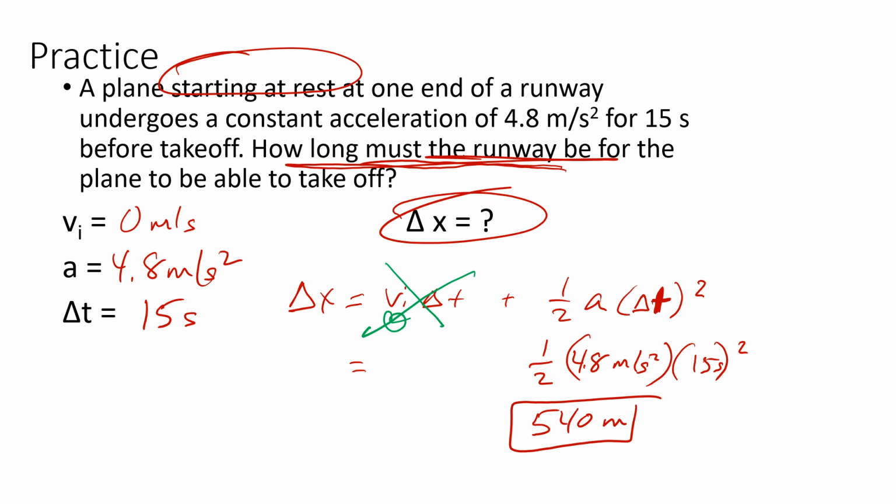So really quick, how did I get this? If you look at this, we're just going to focus on the units for now. It's meters over seconds squared, multiplied by something that is seconds squared. It's not over anything, but we can assume it's over 1, because s squared divided by 1 is s squared. So when I multiply across, my units cancel out, and all I'm left with is meters. So my answer is 540 meters. That's how long the runway must be in order for the plane to take off.